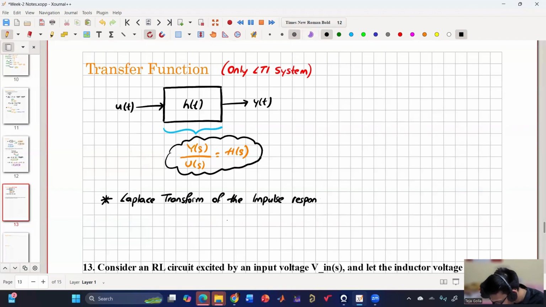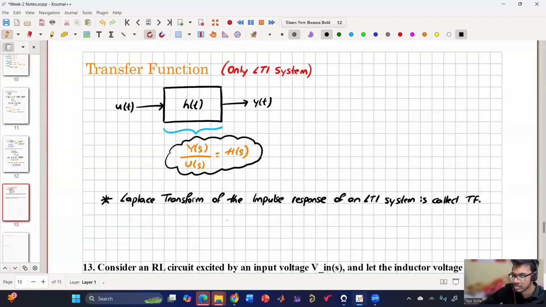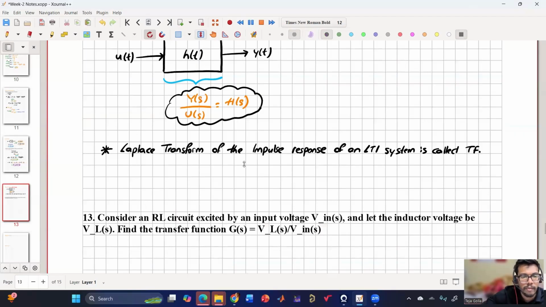Impulse response means when you excite with an impulse input, what will be the output? That is the impulse response. So if we apply Laplace transform to that, that is the transfer function. Laplace transform of the impulse response of an LTI system is called, sorry, it's called transfer function, which is also called as TF. I'm just writing it as TF.